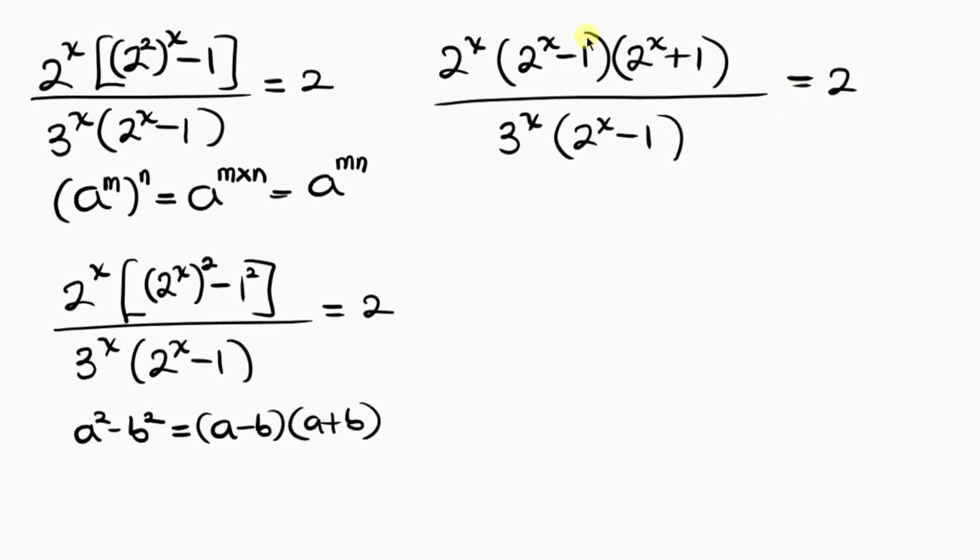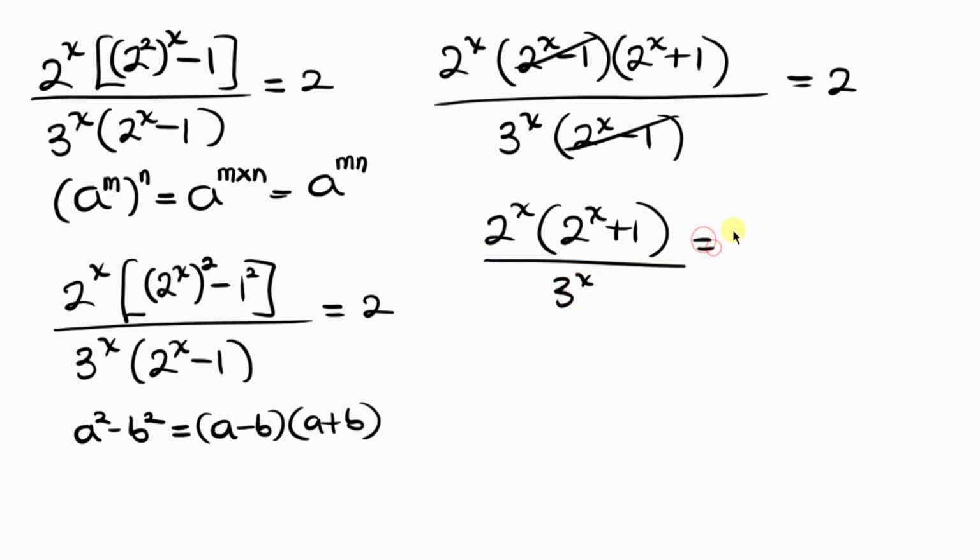So (2^x − 1) cancels out (2^x − 1), so that we have 2^x times (2^x + 1) all over 3^x to be equal to 2. Our next step will be for us to cross multiply, so that we have 2^x times (2^x + 1) is equal to 2 times 3^x.